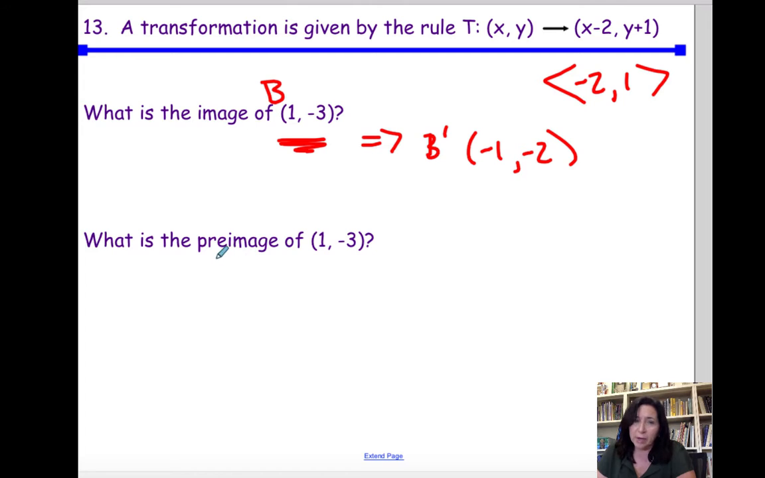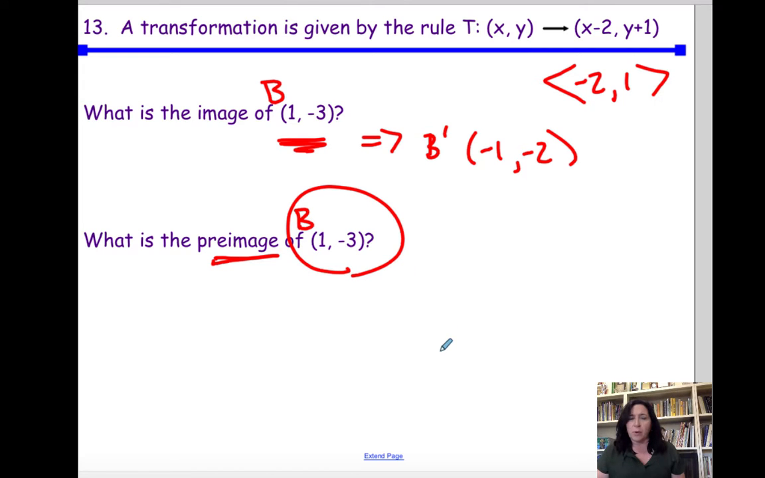But this one is asking for the pre-image, okay? Now they're saying this is the answer. What was the question? So basically what that's telling me to do is to do the opposite of that, okay? So if I started off with 1, that means I'm going to add 2. So that means that the pre-image adding 2 would be 3. And the other one, instead of add 1, I would subtract 1, and that'd be negative 4.